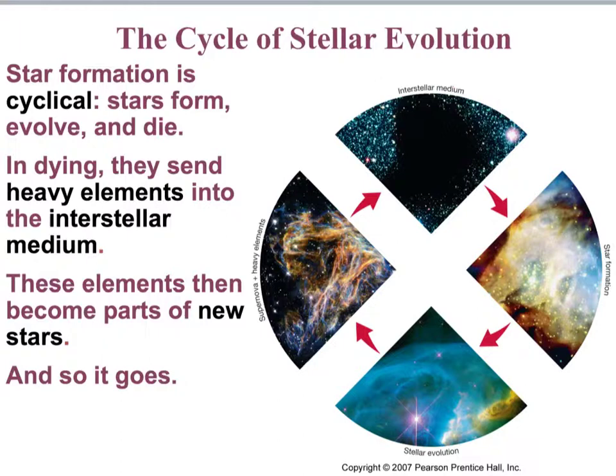As we've already said, star formation is cyclical. Stars form, they evolve, they die. In dying, they release heavy elements into the interstellar medium. These elements then become parts of new stars, and we end up having this stellar circle of life.